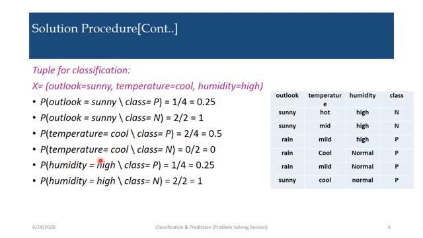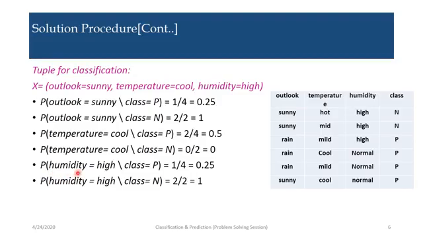Like that, P(temperature = cool | class = N). There is no class N with temperature equal to cool; only 2 tuples are there with cool, but both the tuples have the value class P. So no N value is there, that is why 0 by 2, 0 by something is 0, so the value is 0. Next for humidity.